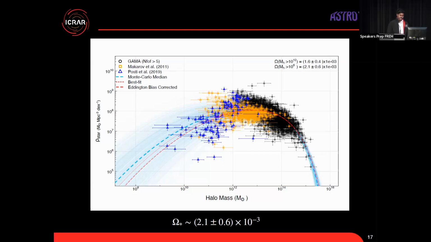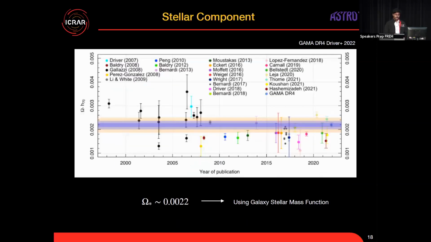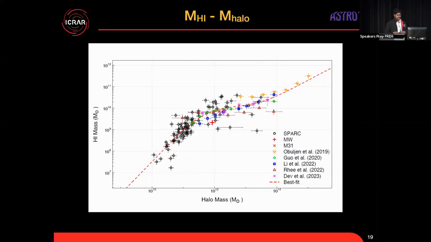But this is just a technique and this is just a value. So I need some way to cross-check this. This is not the only way to measure omega star. Omega star has been measured several times using way better methods, which have much lower errors, and that's mainly using galaxy stellar mass functions. So with the latest measurements from GAMA DR4, we have a value of 2.2 times 10 to the power minus 3. And we can see that this is quite consistent with the value that I got previously. So this is a proof of concept for my method, that I can use it for measuring baryon densities for various components. Now I can apply this to HI.